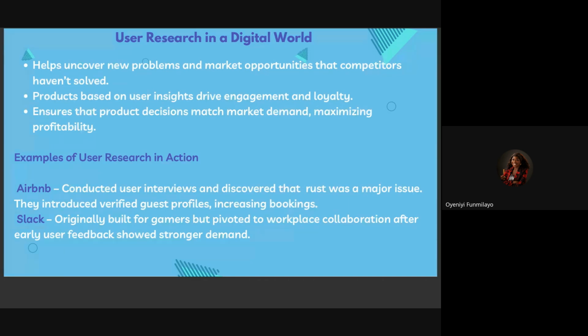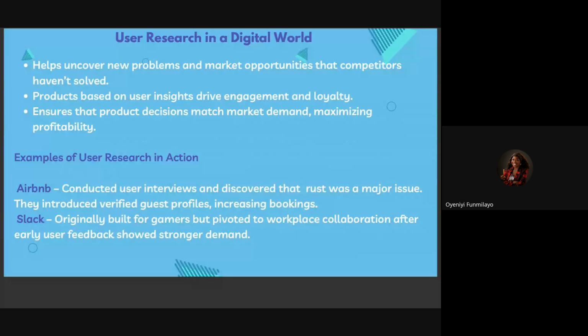Another important point is that a product based on user insights will drive engagement and loyalty. Yes, it will definitely do that. Imagine Piggyverse coming to ask you some user research questions, and then in the next 3 weeks, the thing they spoke to you about, they built it. How would you feel? Of course, you'll be very excited. You're going to use that feature so well, and you're going to feel a sense of loyalty between you and the product, because it's more like they listened to you, and they were able to build this thing based on what you discussed, right?